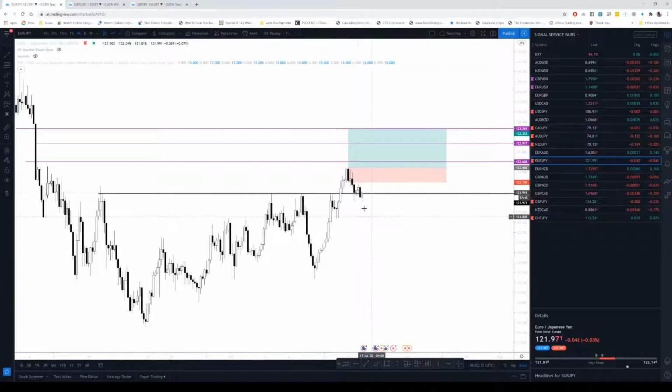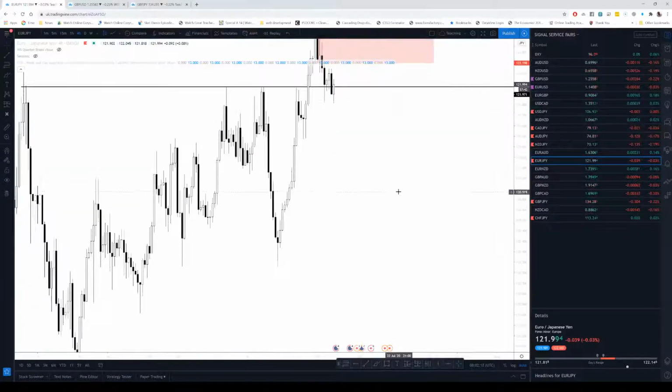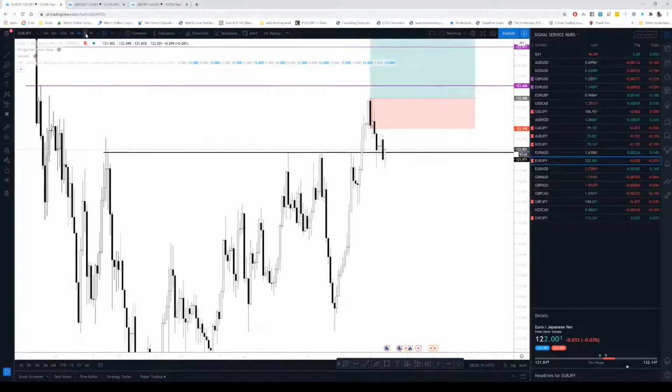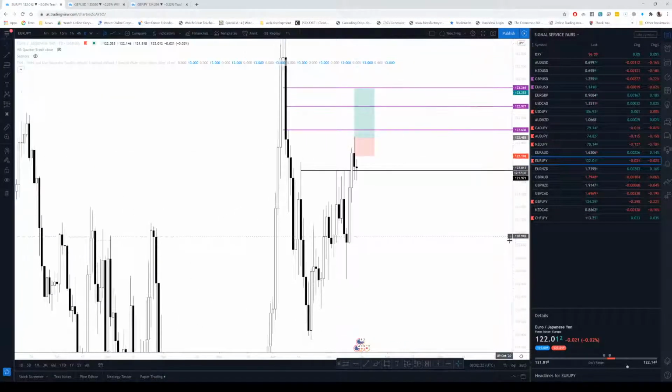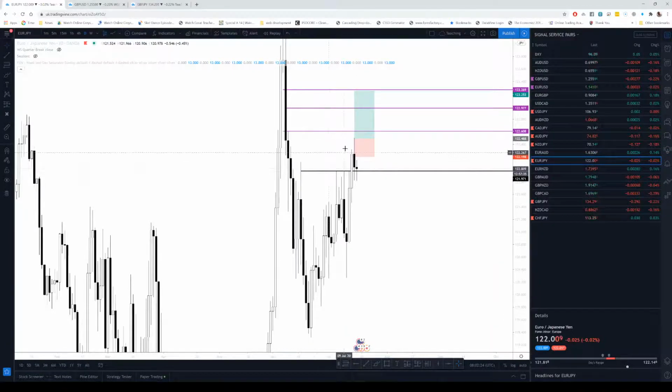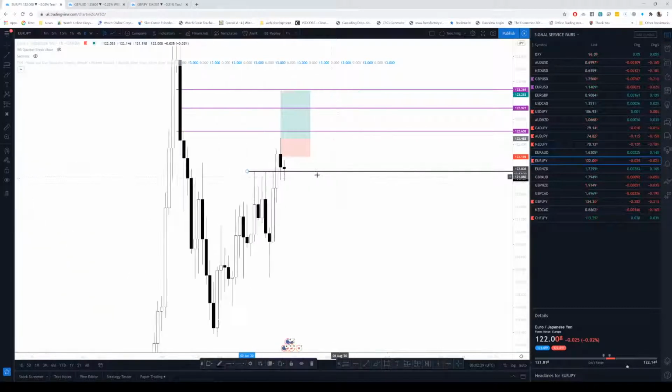Euro yen, what can I say? On the daily, price has run this equal high and is rejecting. I want to see price close below this high. I want to see price close inside it. If it does close inside it, it will give me ideas to consider to go short. Why am I going to go short on this? Because I am bullish on the yen.